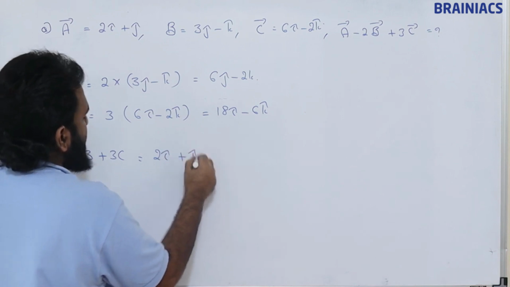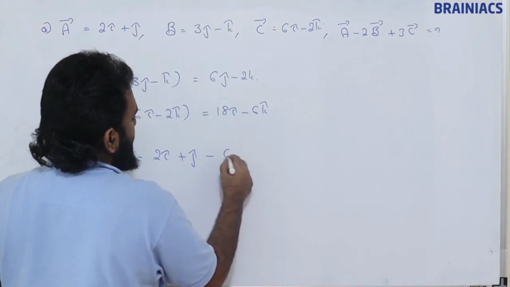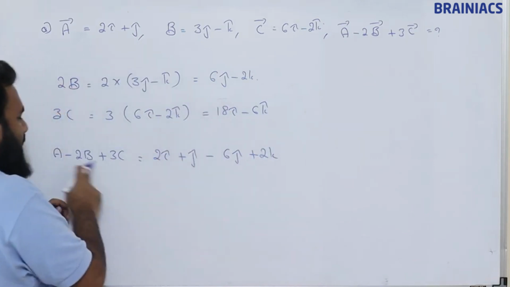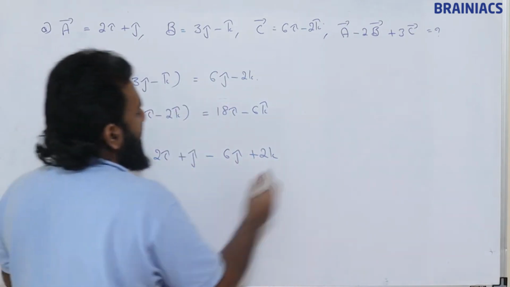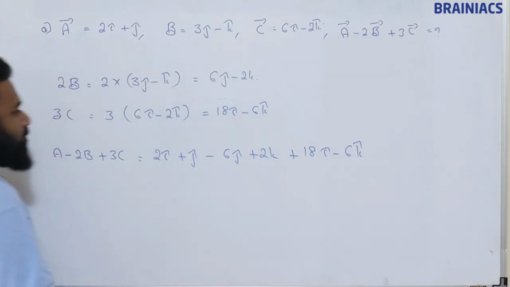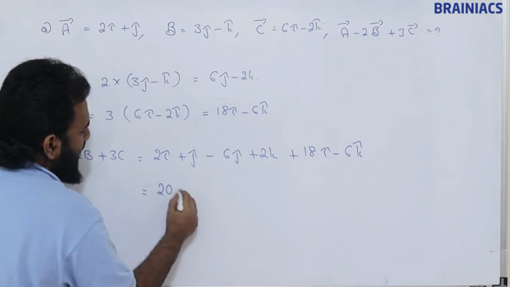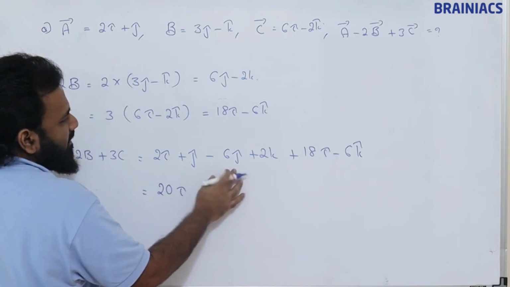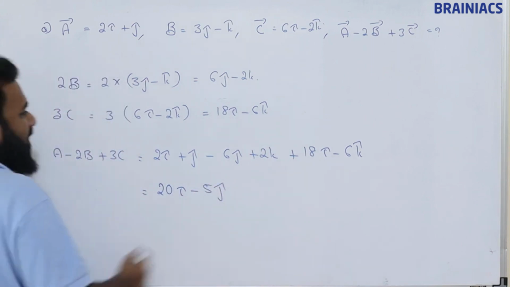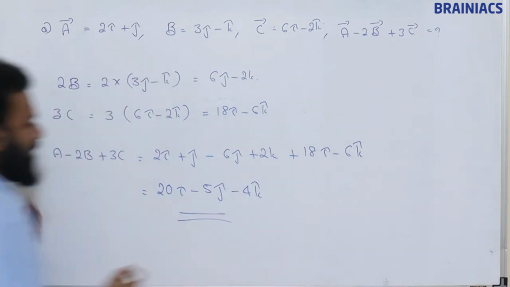Now a minus 2b plus 3c will be what? 2i plus j, minus 2b. So minus 6j plus 2k, we multiplied with the minus inside. Then plus 3c, that is 18i minus 6k. So solve this: 2i plus 18i is 20i, j minus 6j is minus 5j, no other j is here. Then 2k minus 6k is minus 4k. Clear?